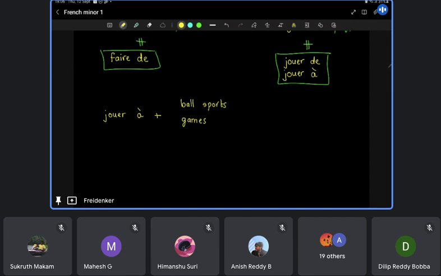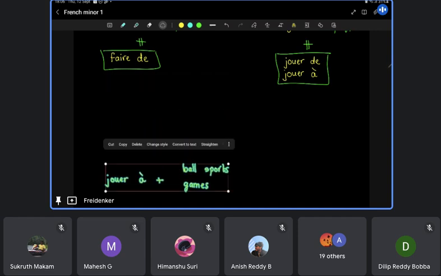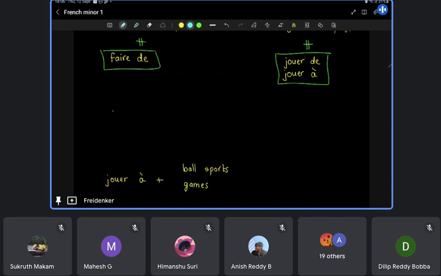In case it is masculine, it becomes jouer au. I think it's in the next sheet, you will find this one. When you have à, if it encounters an le, it becomes au. If it encounters an la, it stays the same, à la. If it encounters les, this combination becomes aux.